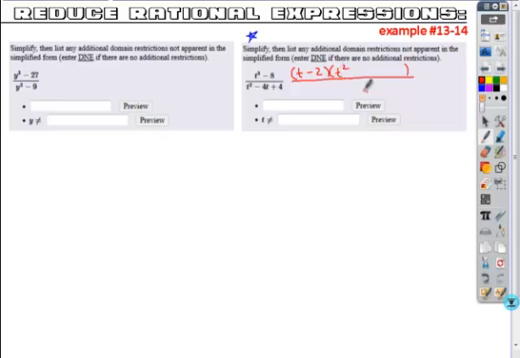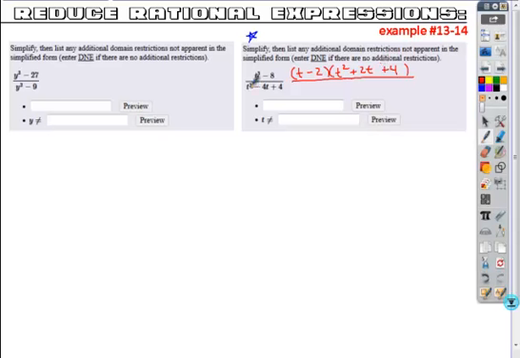Square the first term, t squared. Square the second term, negative 2 squared is plus 4. And then take the opposite of the product of these two terms. So negative 2 times t, change the sign to a positive 2t. So there's the factors in the numerator.